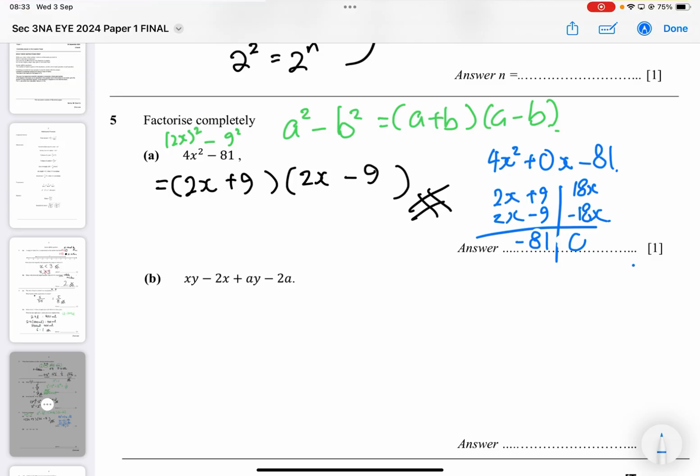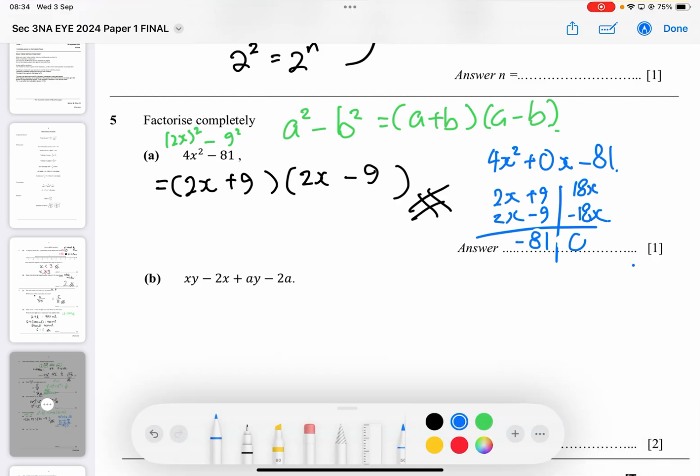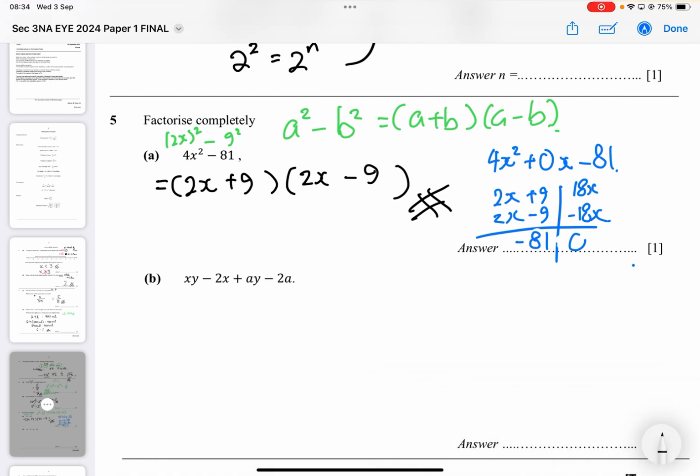Okay? If you get all the easy questions, you can get an A for the paper already. The difficult question is for you to get full marks. Okay, move on. You have 4 terms.